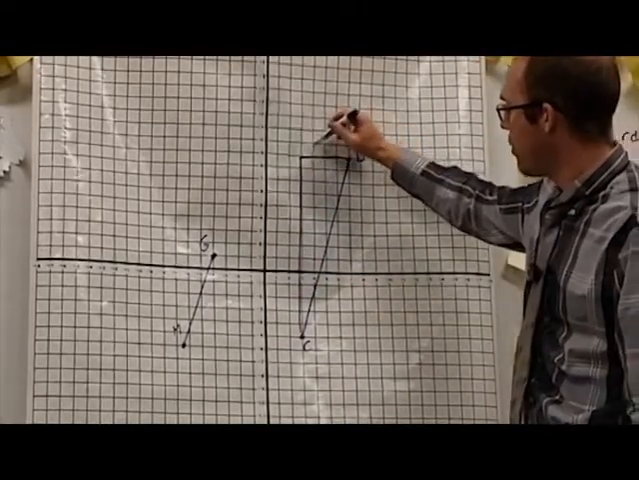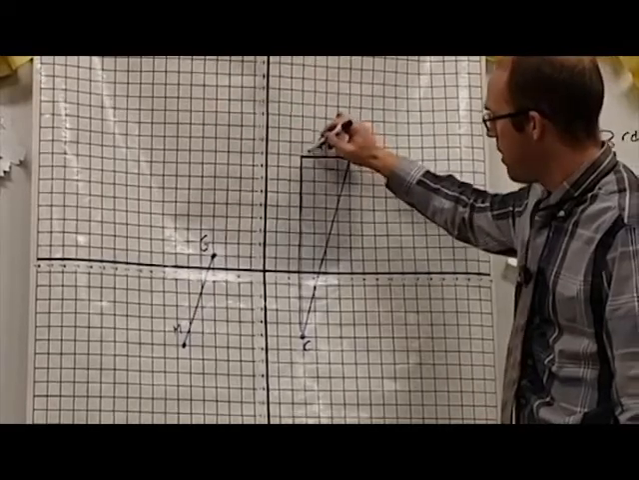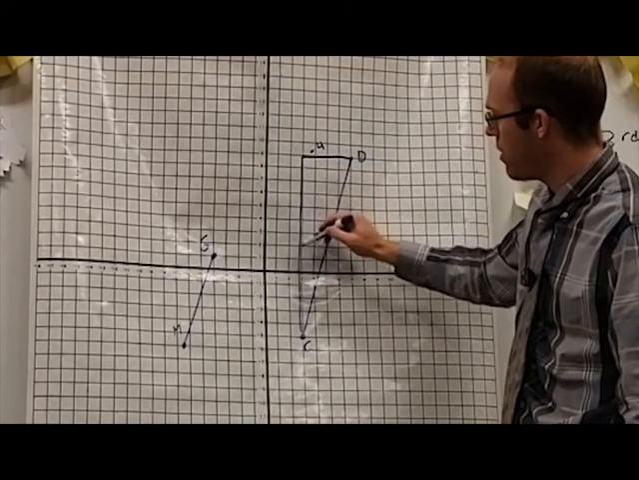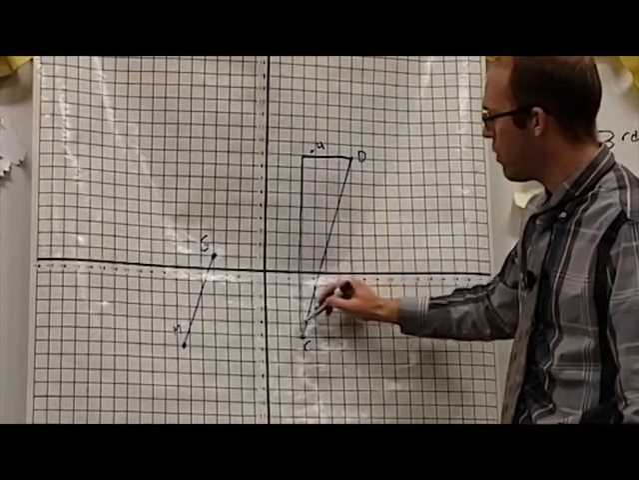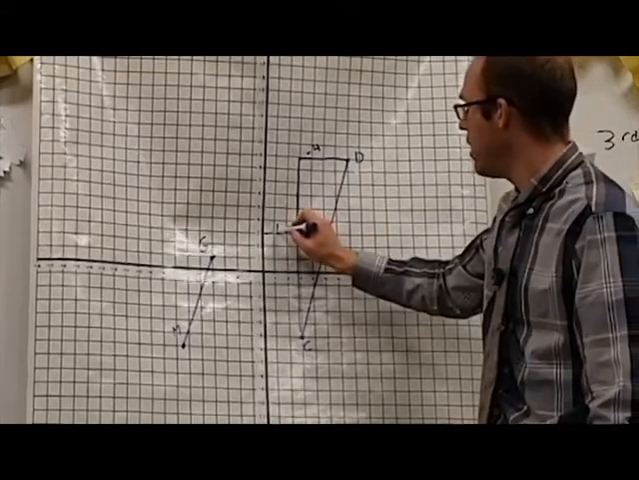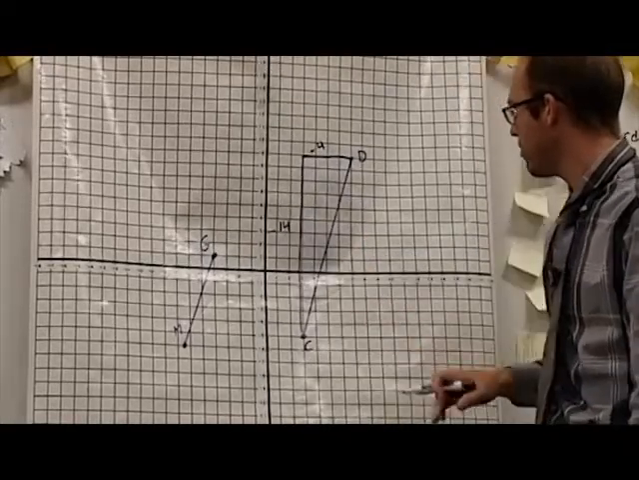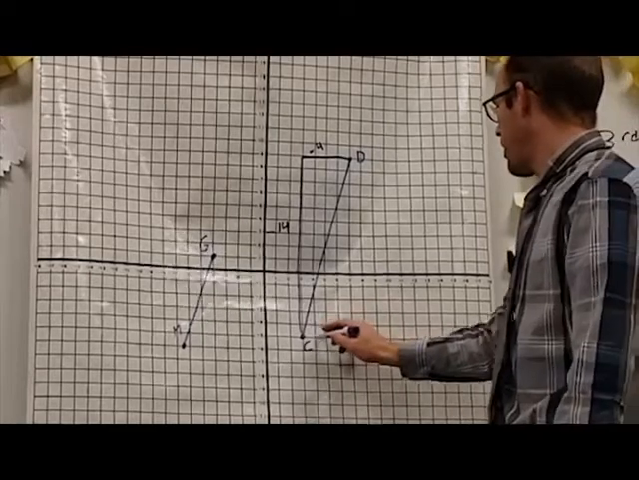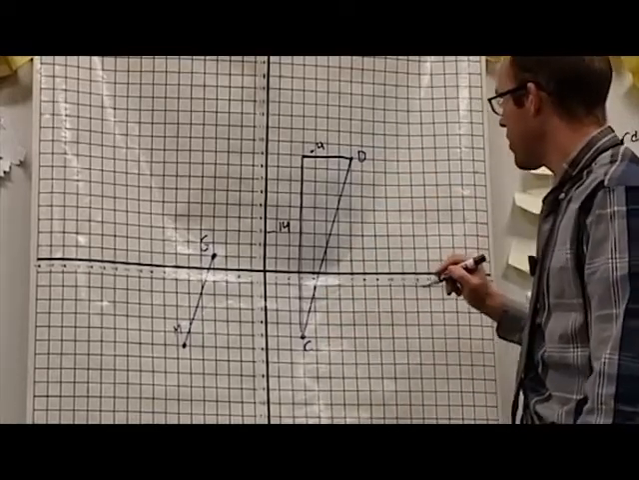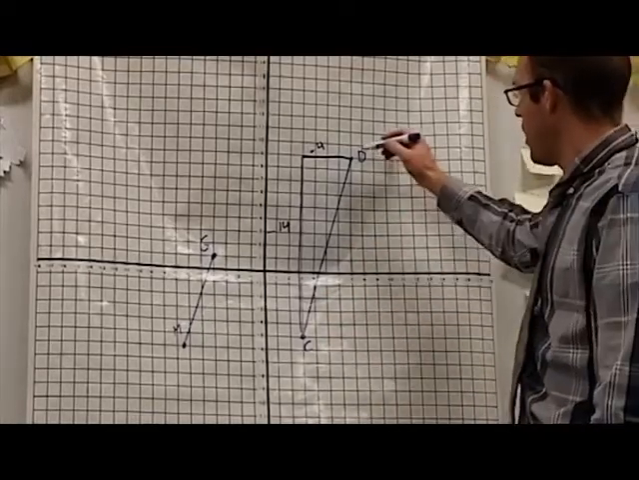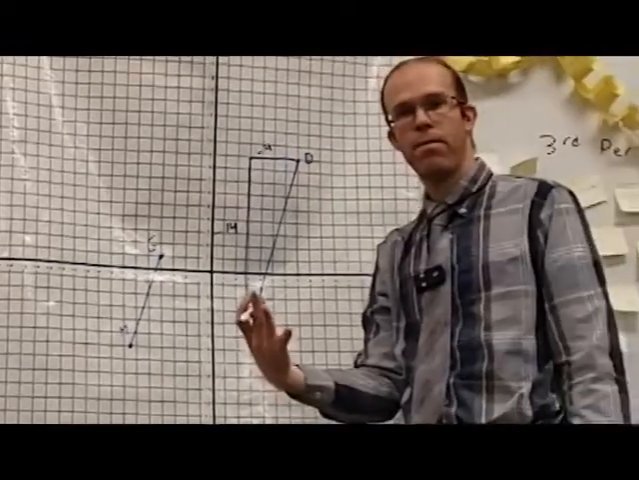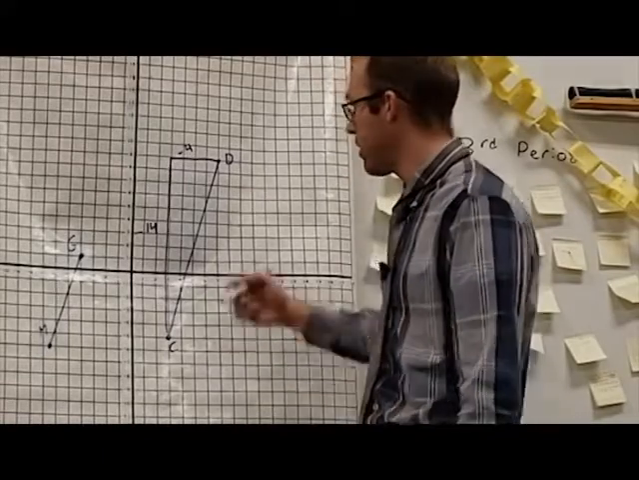1, 2, 3, 4, we've gone over 4 in the negative direction, and down we go 1, 2, 3, 4, 5, 6, 7, 8, 9, 10, 11, 12, 13, 14 in the negative direction, going from D to C. Or if you go the other way, it'll be positive 4 and positive 14. It doesn't really matter. Now, I am going to take this slope and cut it in half and use that to find exactly the middle.